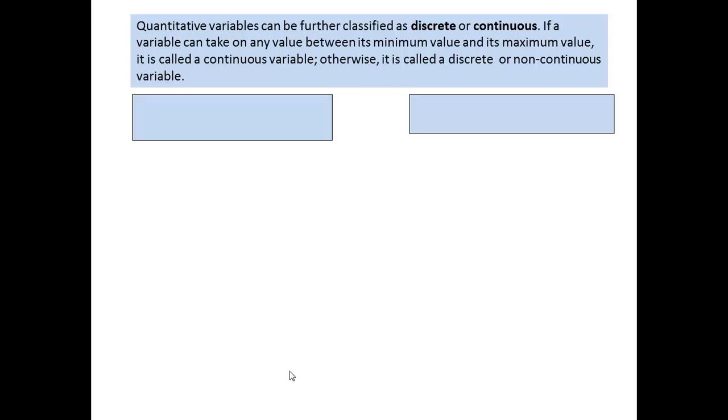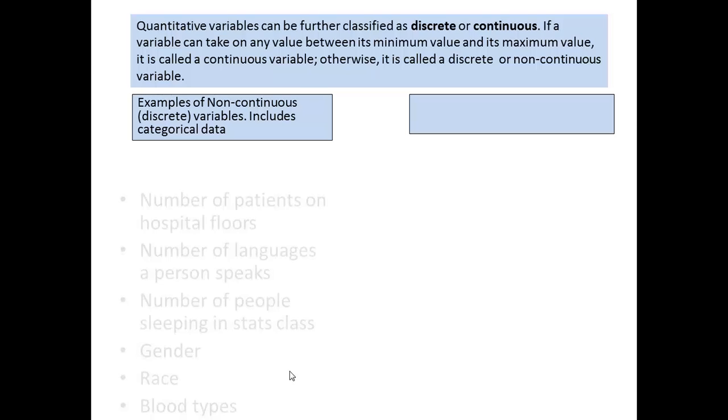Quantitative variables can be further classified as discrete or continuous. If a variable can take on any value between its minimum value and maximum value, it's called a continuous variable. Otherwise, it's called a discrete or non-continuous variable. Here's some examples of non-continuous or discrete variables. Sometimes this is also referred to as categorical.